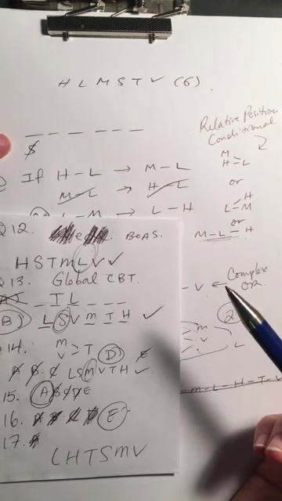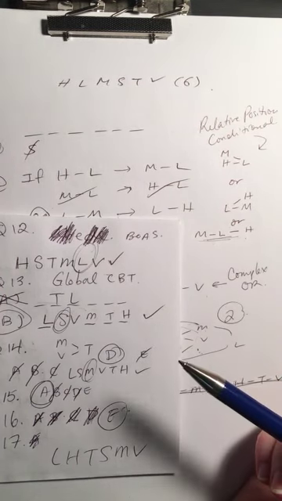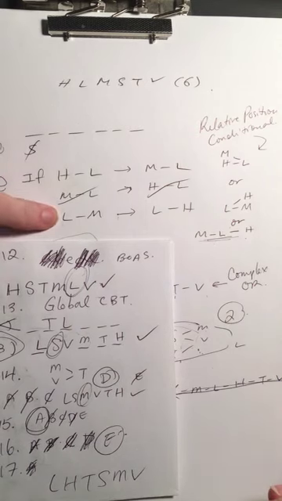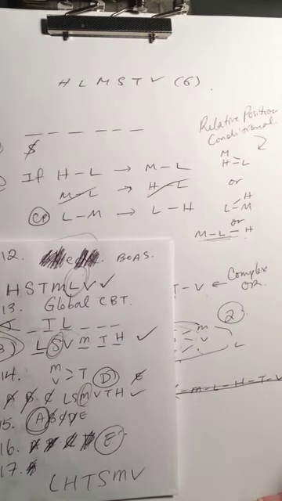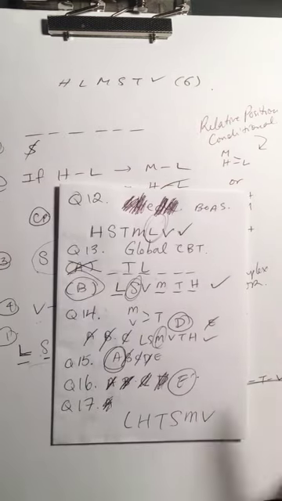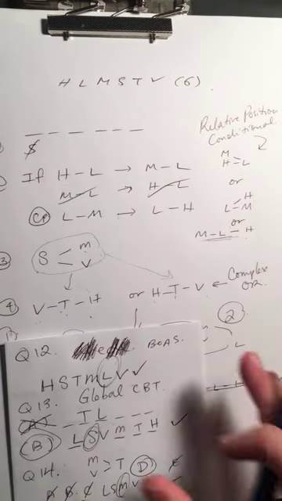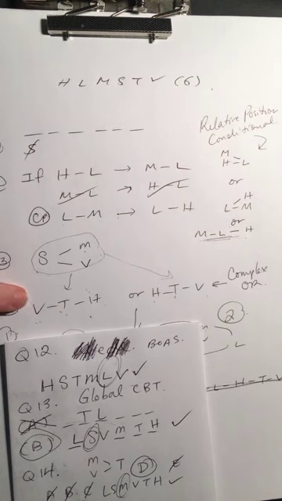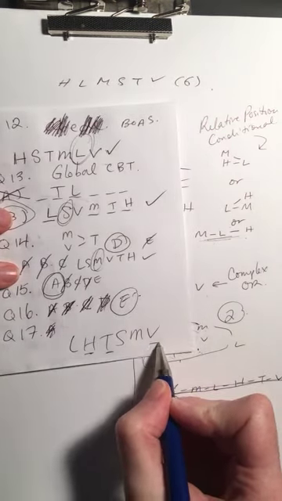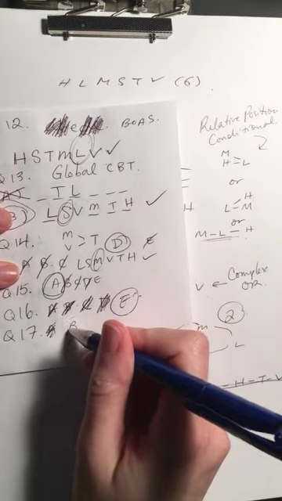So let's double check our rules. S isn't first. If H is before L, it's not. If L is before M, it is. Then L also must be before H. Excellent. Is S before M and V? Yes, it is. Excuse me. And we either have VTH or HTV. So we have HTV. B is the correct answer.